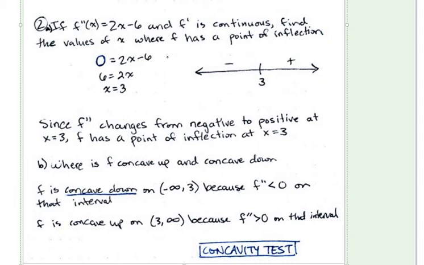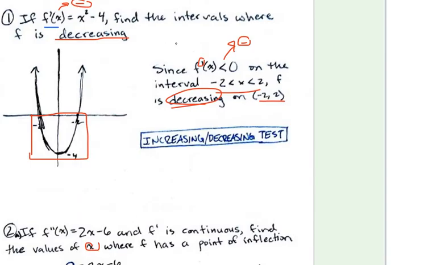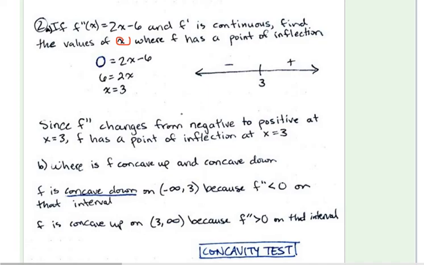All right, next up we have a two-part problem. First off, we're told the second derivative of some function is 2x minus 6, and we're told that it is continuous. I don't know why I say f prime, but f double prime is continuous, and if f double prime is continuous, that probably means that f prime and all the orders before it are also continuous. And we're asked to find all the values of x where f has a point of inflection.